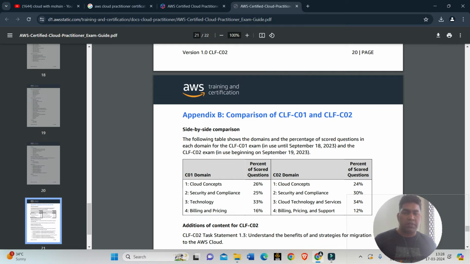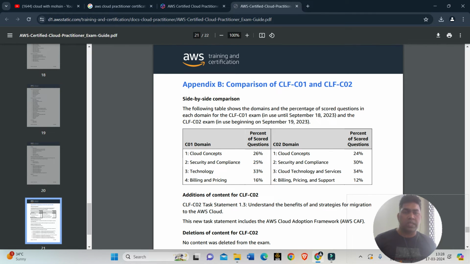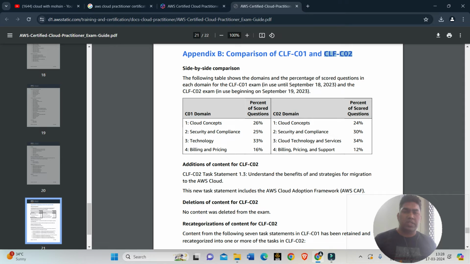Now, a comparison of CLF-C01 and CLF-C02. As I mentioned earlier, CLF-C01 was the previous version of this exam, and CLF-C02 is the latest version. As you can see in the side-by-side comparison, the left is C01, the previous exam, and C02 is the latest. The changes happen with respect to weightage. In C02, cloud concepts has 24%, whereas in the prior exam it was 26%. Security and compliance has been given more weightage at 30%, but in C01 it was 25%.